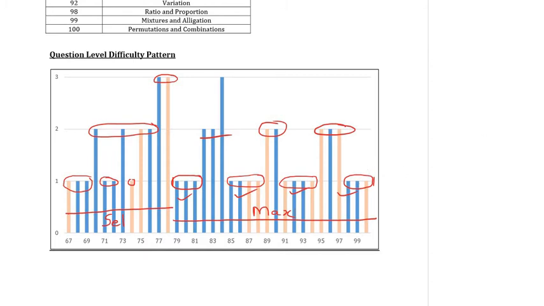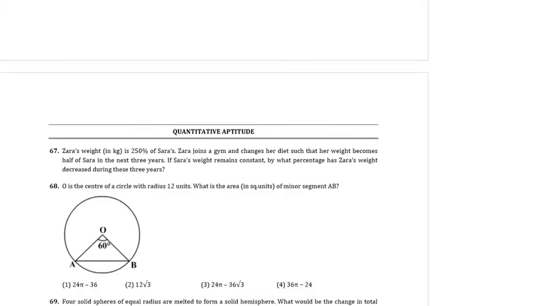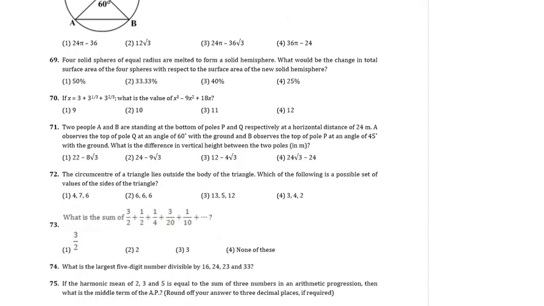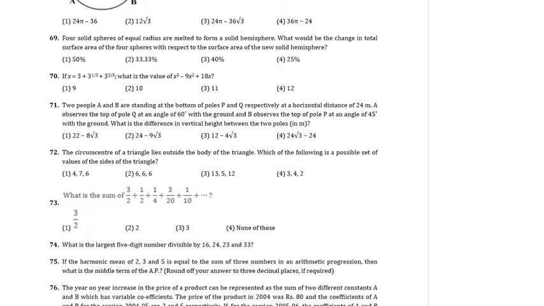Let's have a look at a couple of questions. Consider question 72. The circumcenter of a triangle lies outside the body of the triangle. Which of the following is a possible set of values of the sides of the triangle? Now, this is purely based on the property of circumcenters. If you know that in a right triangle, the circumcenter will lie on the hypotenuse, then you know that for an obtuse angle triangle, the circumcenter will lie outside. So that's one property that you need to know.